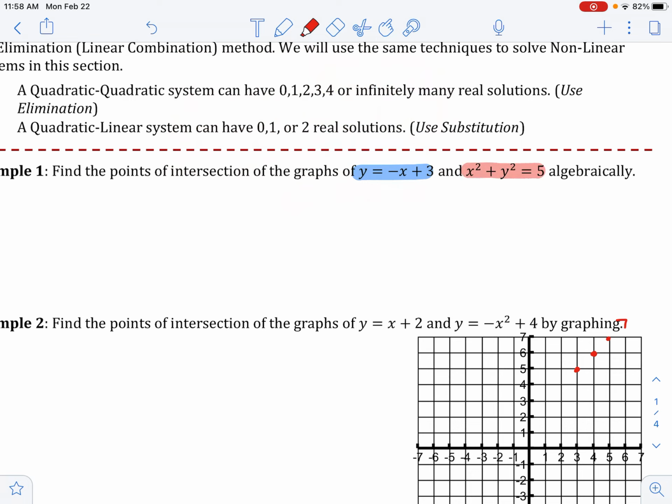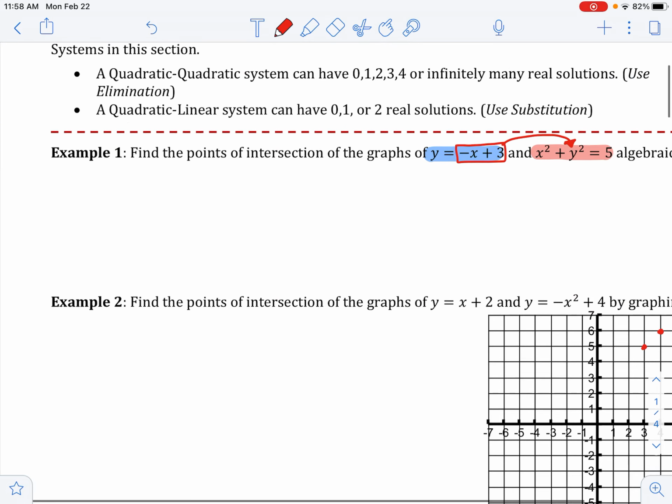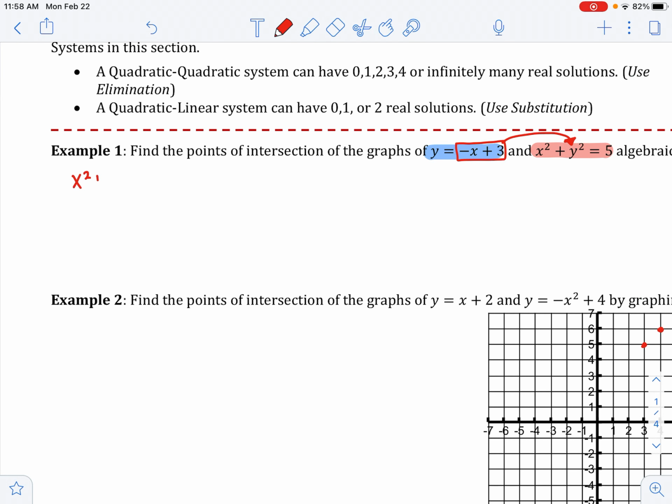So I look and I know that this is a line and the other one, this right here, is a circle. There's an x squared and a y squared, with addition separating, and their coefficients are the same. So if I have a line, I'm going to use substitution. This is already solved for y. This is what y is the exact same thing as. So what I'm going to do is in this equation, I'm going to substitute in for y negative x plus 3.